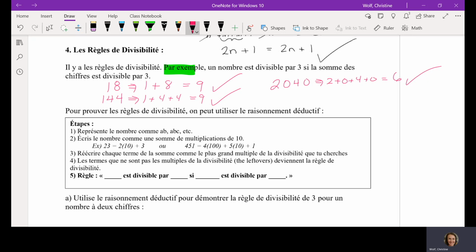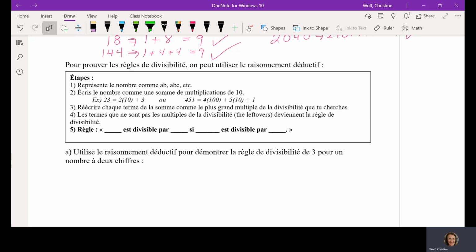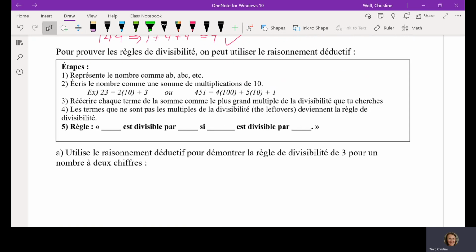And we can prove these rules with algebra. Et voici les étapes de comment le faire, okay? So pour prouver les règles de divisibilité, on peut utiliser le raisonnement déductif. That's the algebra one again. We can prove it. So voici les étapes que tu vas suivre chaque fois. Représente le nombre comme AB, ABC, etc. So, si c'est un nombre comme 24, on peut représenter ça comme AB. Si c'est un nombre à 3 chiffres, comme 241, we would say that's ABC, parce que c'est formé de 3 chiffres. So, that's an easy step.